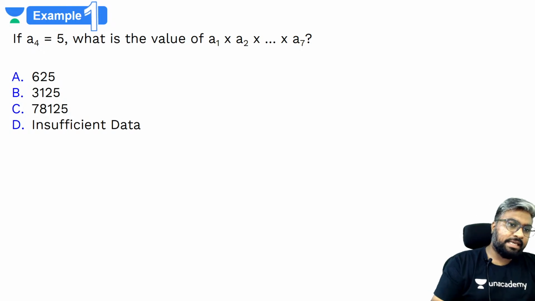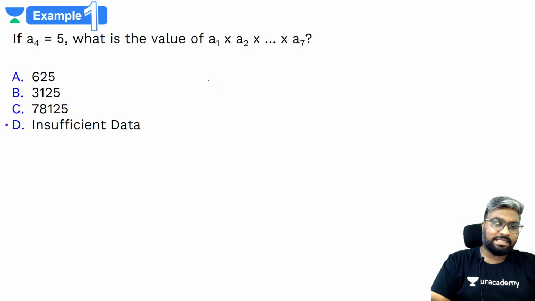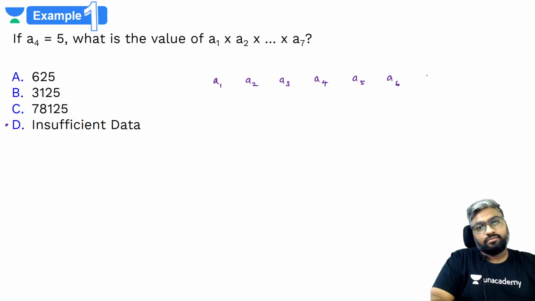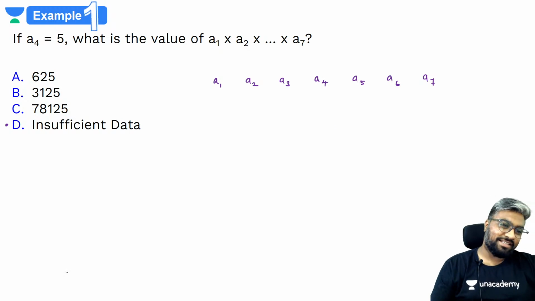Alright, Ruchika says D, insufficient data. Makes sense, है ना? सिर्फ मिडिल, सिर्फ A4 दे दिया, फोर्थ टर्म दे दिया, बाकी और कुछ दिया नहीं है, कैसे ढूंढेंगे प्रोडक्ट, है कि नहीं? प्राची says D, very good. Divyang also says D. Ruchika नहीं. Happy realization, Ruchika.